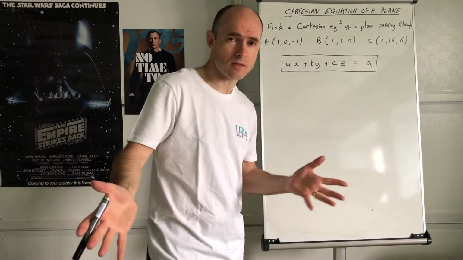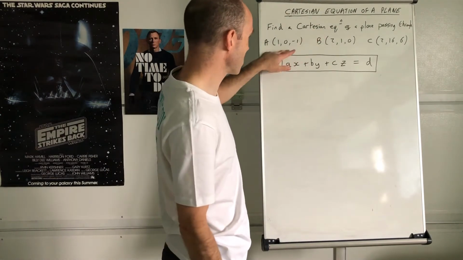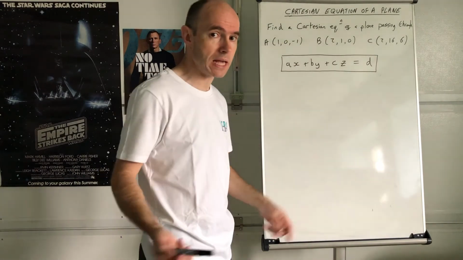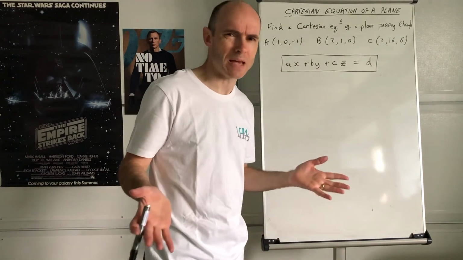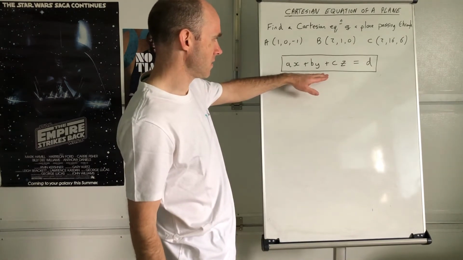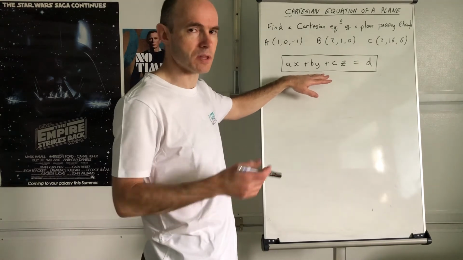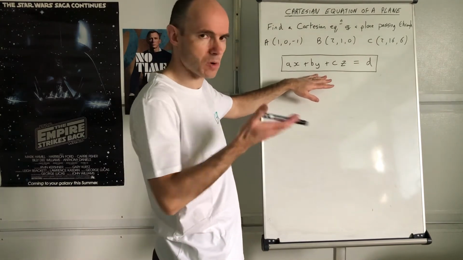Right, so here's another example. Find the Cartesian equation of a plane passing through these points. If the points aren't labelled A, B, and C, sometimes it's useful to label them A, B, C. Remember, that's the equation that we want to end up with in its general form. So remember the method. You either pause the video or work with me. It's totally up to you.